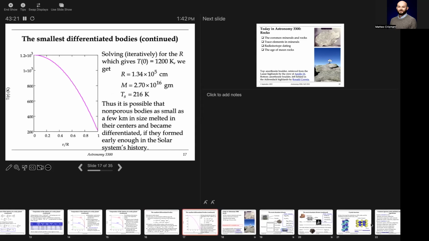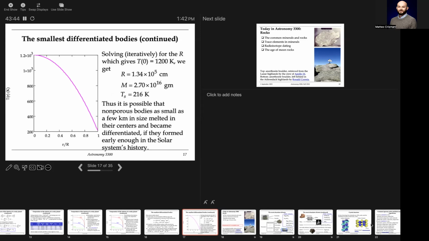This is what it looks like. So you can solve for R. You can see what the interior structure looks like for a given mass at a given temperature. You can find that non-porous bodies as small as a few kilometers in size melt in their interior at the very beginning.